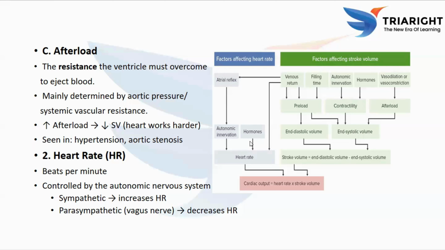So cardiac output is nothing but heart rate into stroke volume. It is a combination of heart rate and stroke volume. It depends on how fast the heart beats and how much blood is pumped per beat. So stroke volume itself depends on preload, contractility and afterload. All these together decide how effectively your heart supplies blood to the body. This is about the cardiac output.